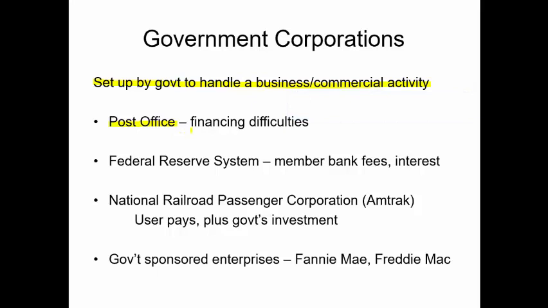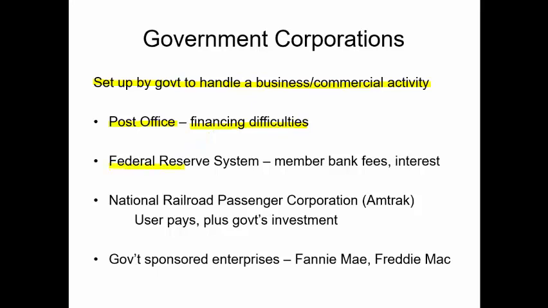But as we know, over the last 15, 20 years, the internet has really cut back on the number of letters that people write. And the post office has had financing difficulties, and it is kind of operating in the red. And so government has to help keep it financed. So the post office is investigating ways to try to make it more financially flush. So that's a challenge that the government's looking at.